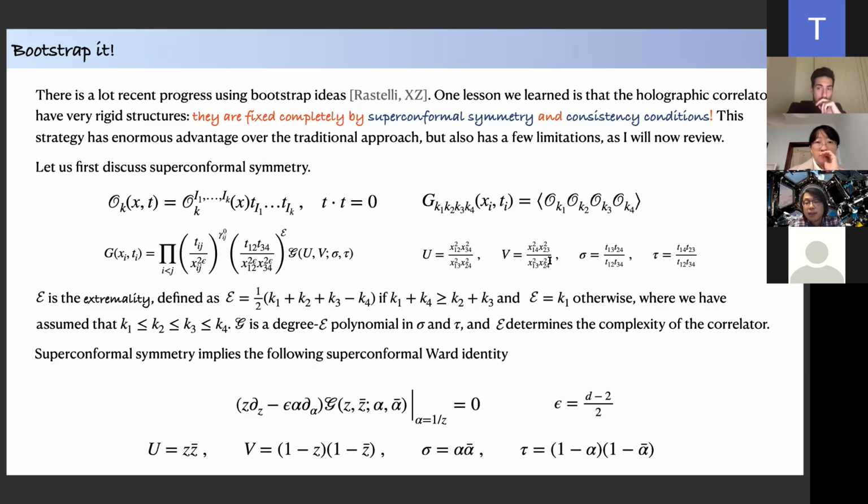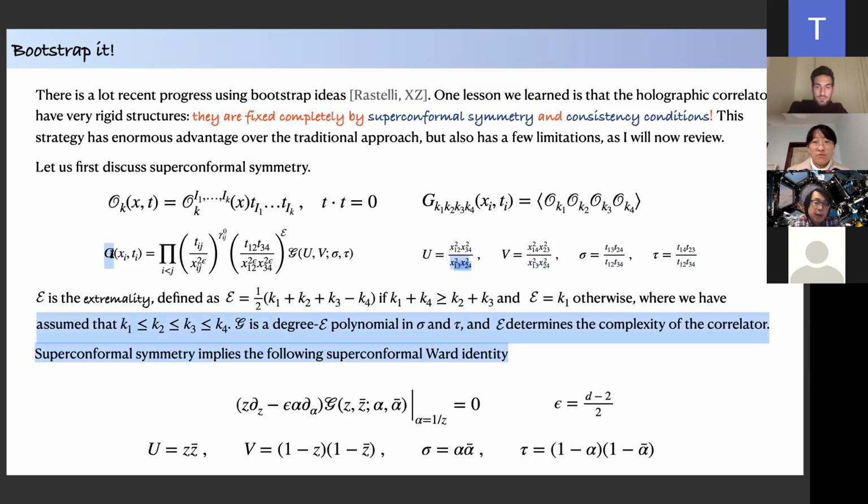Here U and V are the familiar cross ratios for conformal symmetry. And we also have defined sigma and tau for the R-symmetry part. Here we have a number, curly E. This E is called extremality. It is sort of a measure of how complicated this correlator is. This E is determined by the external weights. And from the definition, one can show that this curly G is a polynomial in sigma and tau. And the degree of the polynomial is given by the extremality.